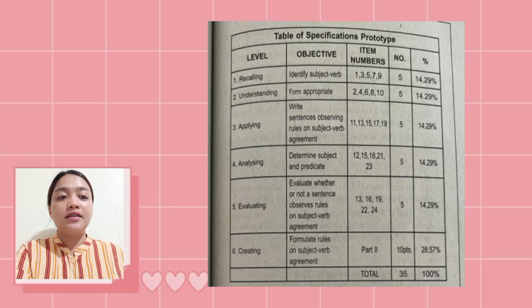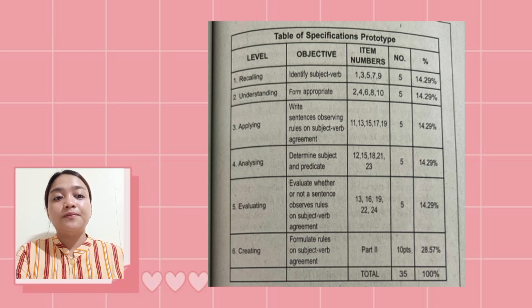Identify subject, verb. So, in the item numbers, number 1, number 3, number 5, number 7, and number 9. So, your question there is all about identify subject, verb. So, the level is recalling. It's all about recalling only. So, those what are, what is questions. So, the numbers are 1, 3, 5, 7, and 9. So, 5 items in all. Then the percent is 14.29%.